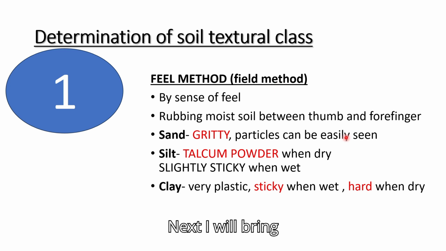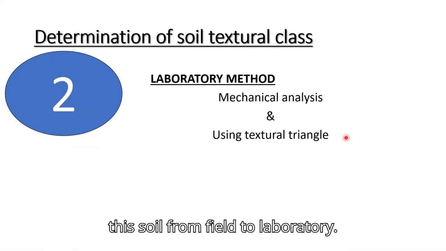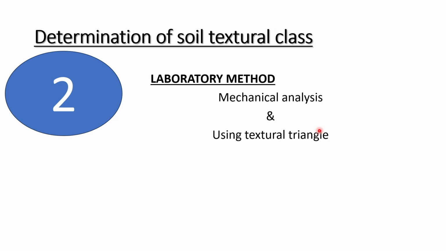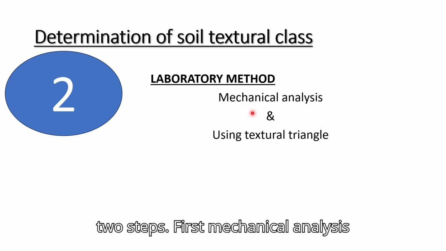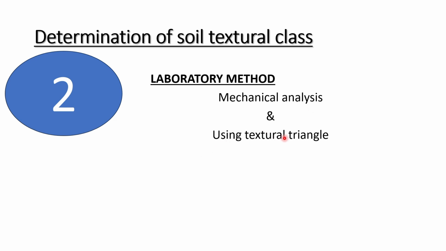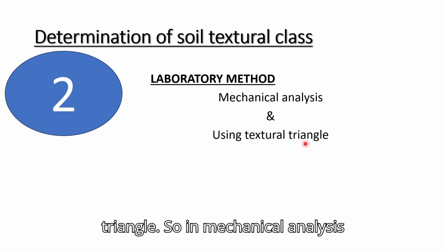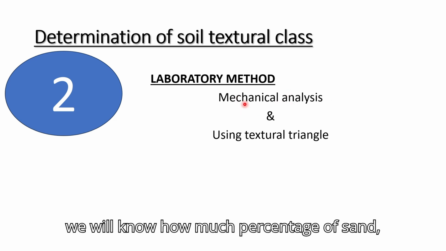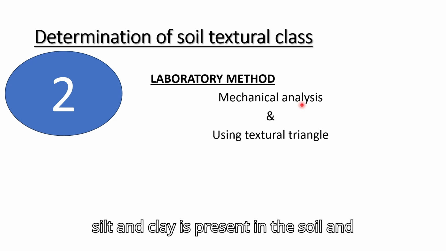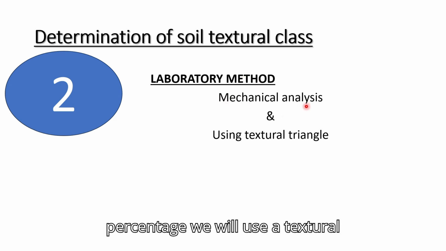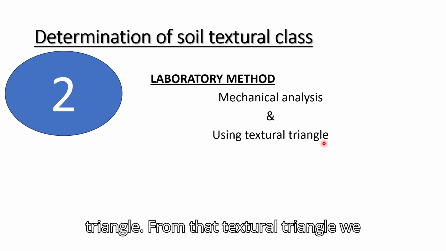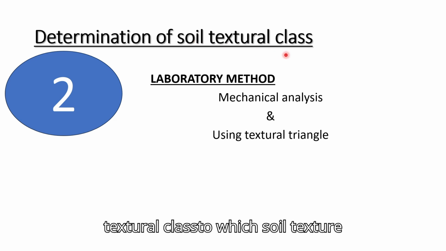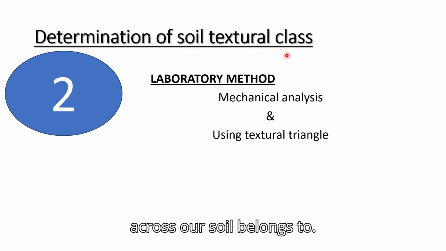Next, I will bring this soil from field to laboratory. In the laboratory, we have a method that contains two steps. First, mechanical analysis, then using a textural triangle. In mechanical analysis, we will know how much percentage of sand, silt and clay is present in the soil, and with that percentage, we will use a textural triangle. From that textural triangle, we can find out which soil textural class our soil belongs to.